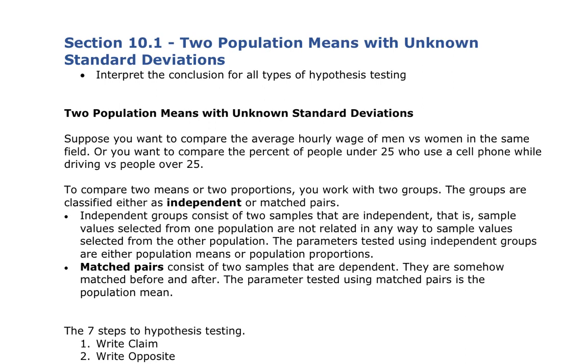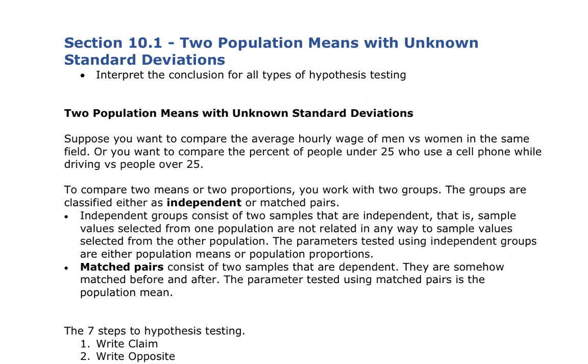In this video, we're going to look at two population means with unknown standard deviations. So what does this mean? Well, suppose you want to compare two hourly wages of, say, men versus women in the same field with the same experience. And you want to compare the percent of people under 25 who use a cell phone versus people who are over 25. So now we're going to compare two means or two proportions.